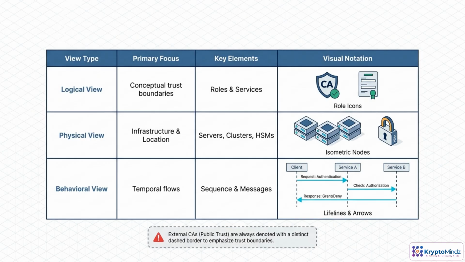When you design PKI, it helps to work deliberately in three complementary views. The logical view shows conceptual trust boundaries. Here you care about roles and services, which CAs, RAs, HSMs, and directories exist, and which of them actually trust each other. The physical view ties that model to real infrastructure. This is where you decide which servers, clusters, and HSMs run those roles, and where they sit across data centers, DMZs, and cloud regions. The behavioral view adds time. It shows enrollment, renewal, and validation as sequences of messages. Throughout this course, we'll move consciously between these views, and we'll consistently mark external public CAs to make those critical trust boundaries obvious.